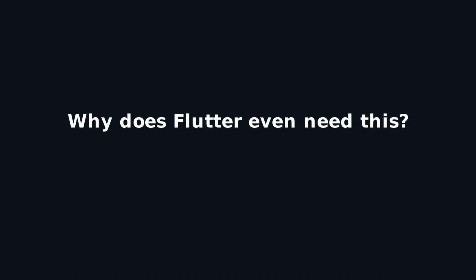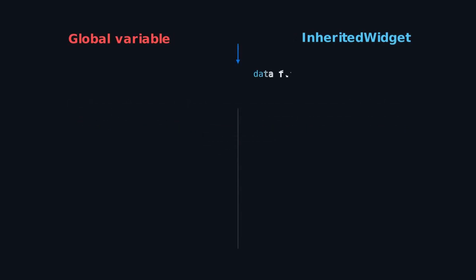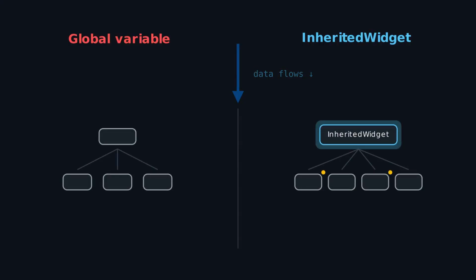But why does Flutter even need this? 2 reasons. First, in Flutter, data flows in one direction, down the tree. Parents build children. Children don't reach up and grab things. That rule keeps apps predictable. But it's exactly what makes sharing data painful. Second, performance. Flutter's whole job is rebuilding only what changed.